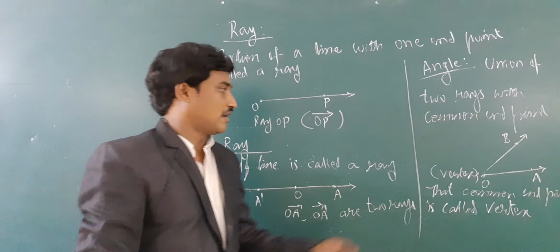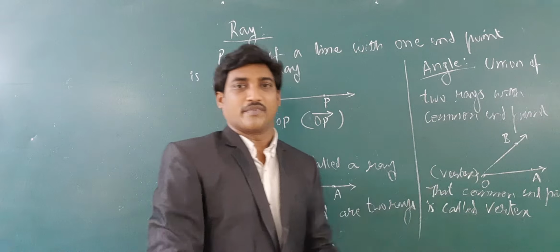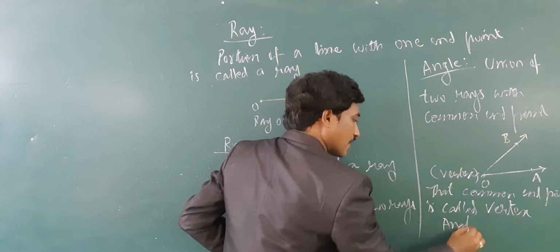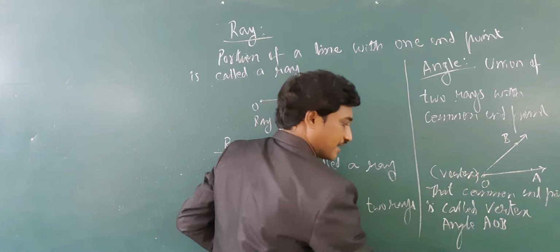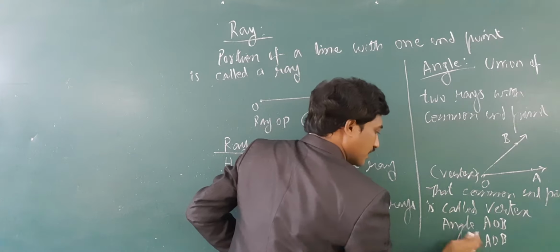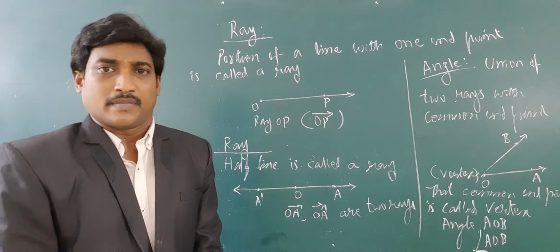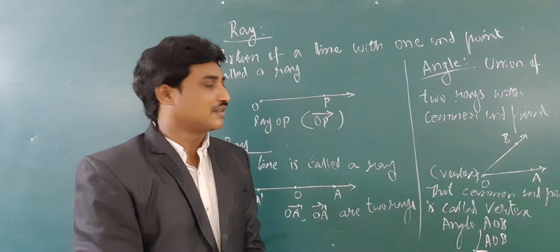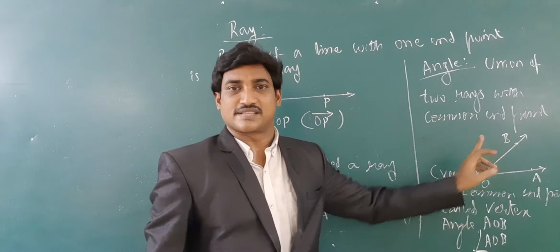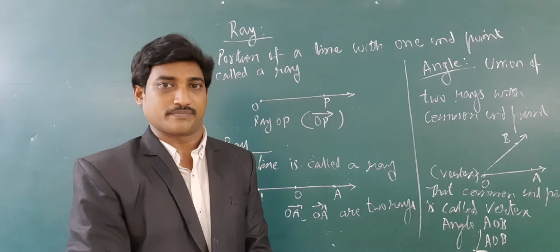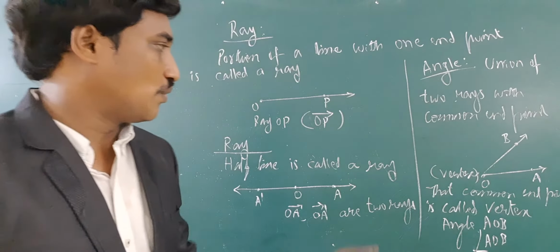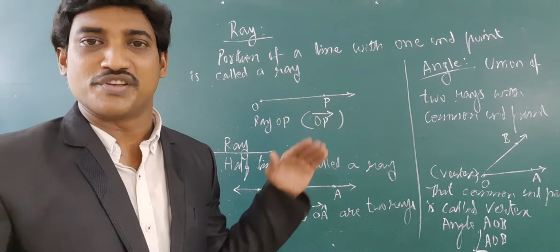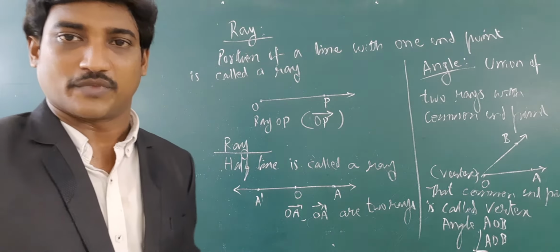Here is the vertex of angle AOB. We call this angle AOB. We write it as angle AOB with this symbol. Here OA is one ray, OB is another ray. We can call these rays sides or arms. OA is one arm, OB is another arm. Otherwise, OA is one side and OB is the other side for this angle AOB.